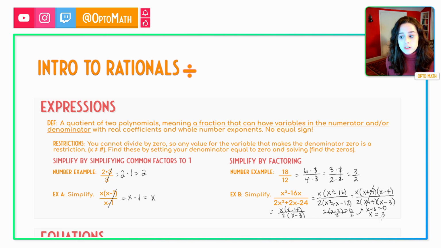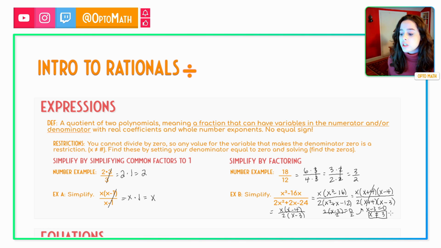But to write our final restriction, remember we have to write that x cannot equal this number. We're figuring out the 0, but it cannot equal that, because that would make our whole entire denominator 0, and that's a big fat restriction. So we have to say x cannot equal 3, because if it does, that's 2 times 0, and the whole denominator is 0, and that cannot happen. We cannot divide by 0. So that's our restriction. So don't forget to include your restriction if you do have a denominator in your final answer.